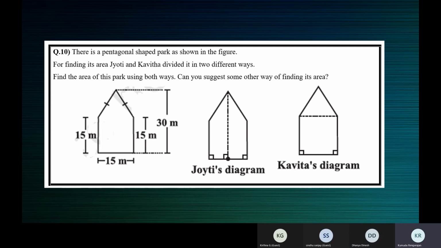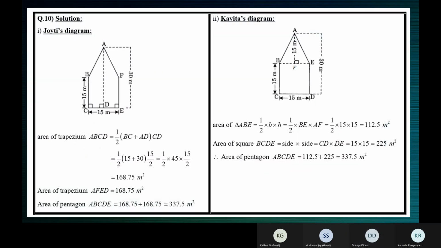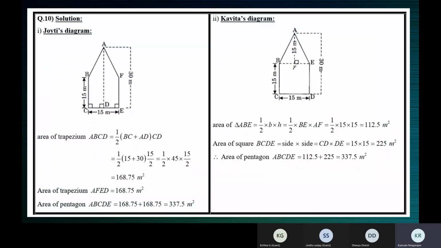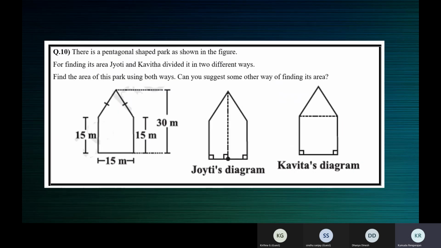And the distance between them? 15 by 2, height, ma'am. 15 by 2 or 7.5. Very good. What's the answer? 337.5 meters square, ma'am. Oh, yeah, that will be the area of one trapezium. So both will be 337.5. Correct. You're right, Danya. What about Kavita's approach? Please do that.